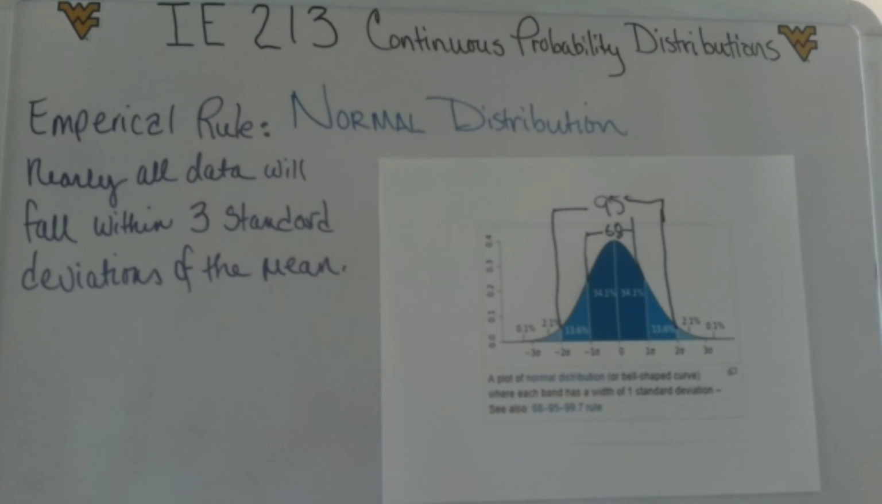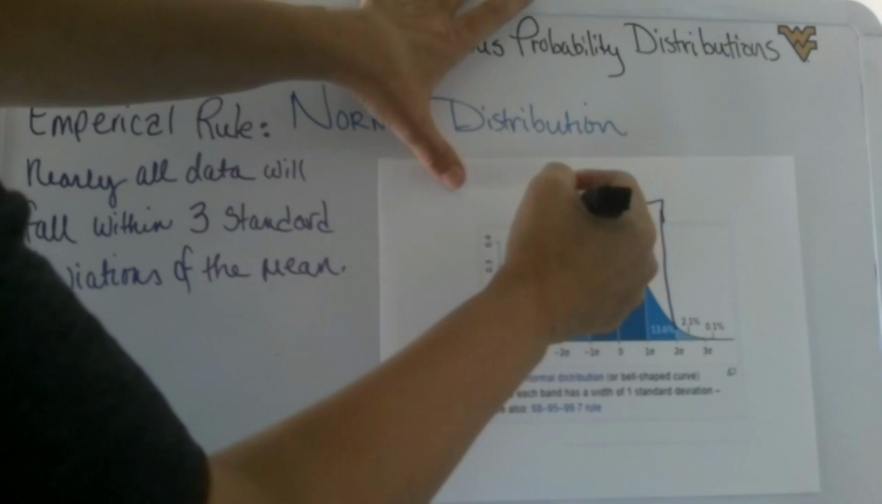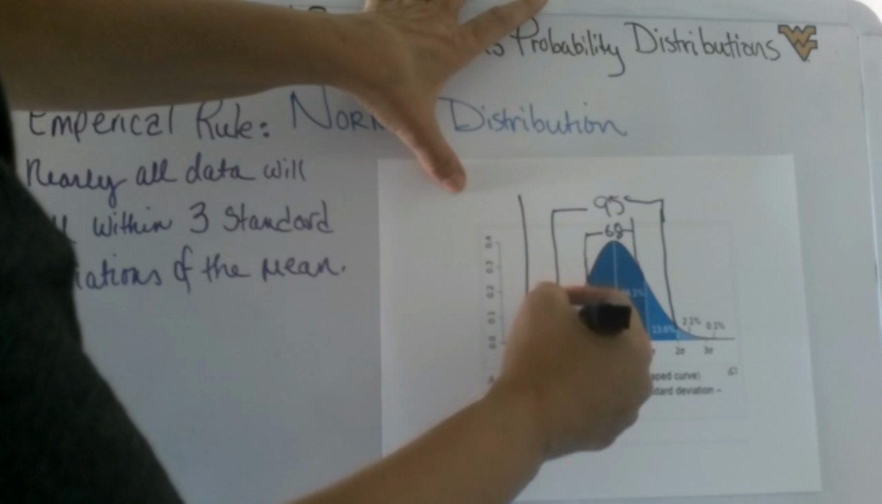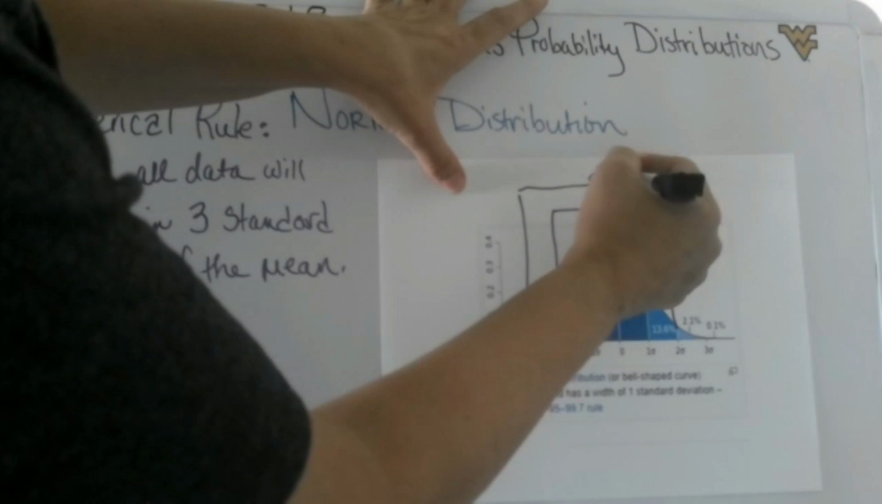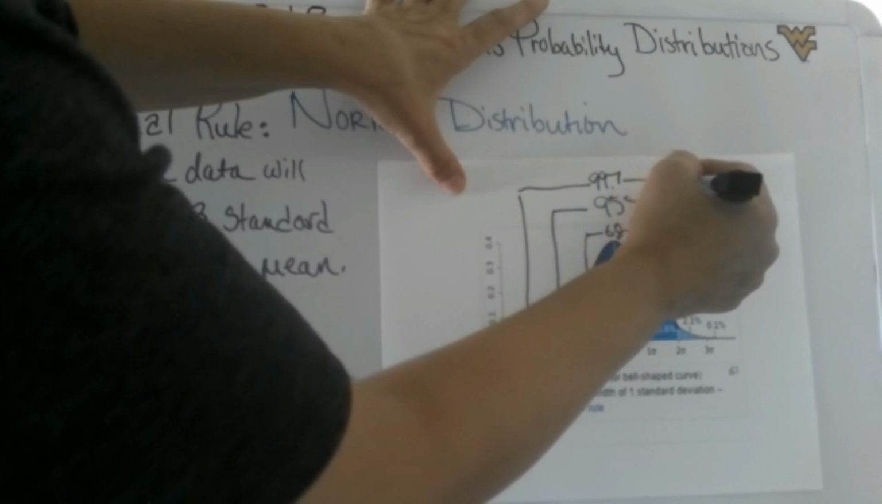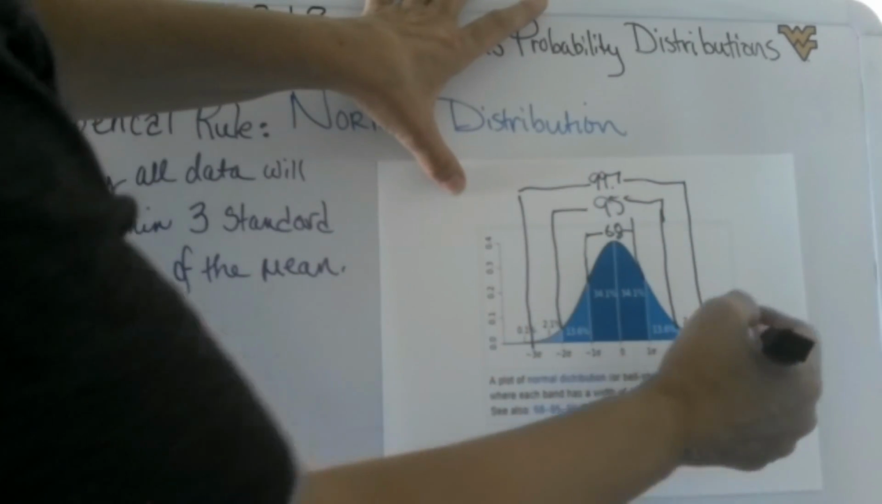And then for the third standard deviation, it is the last light blue headed towards the tail, and that captures another 4.7% of the data, or about 99.7% of your data is within 3 standard deviations of the mean.